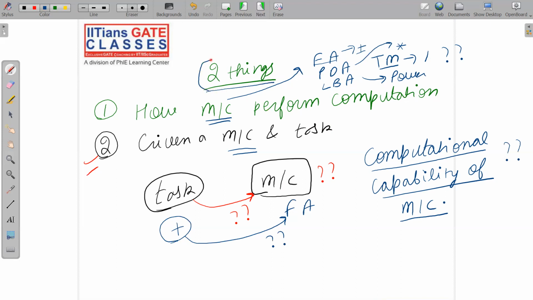So what exactly are we going to study in this subject? There are two basic things. The very first is how a machine performs computation, and the second is, given a machine and a task, whether the machine is capable of doing this task or not. That is nothing but computational capability of machine. We will study these two things in pretty much detail in this subject. Let me move to the next slide now.